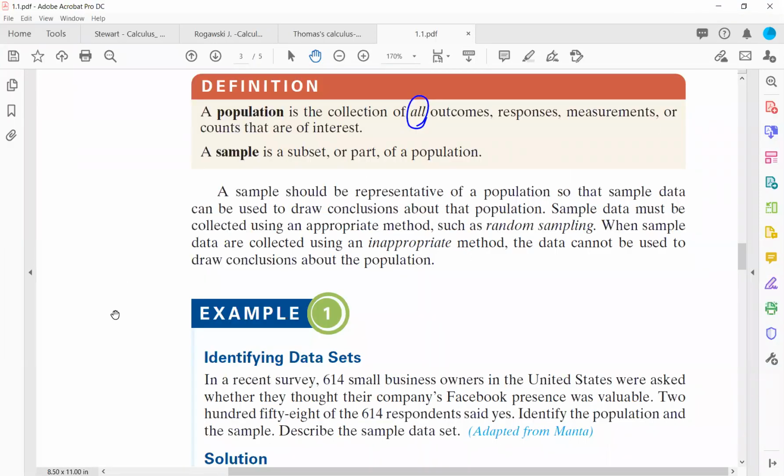Let us take a look at example 1 to feel more comfortable about population and sample. In a recent survey, 614 small business owners in the United States were asked whether they thought their company's Facebook presence was valuable or not. 258 of the 614 respondents said yes. Identify the population and the sample. Very well, please take a minute or two. Think about this question, then we go over the solution together.